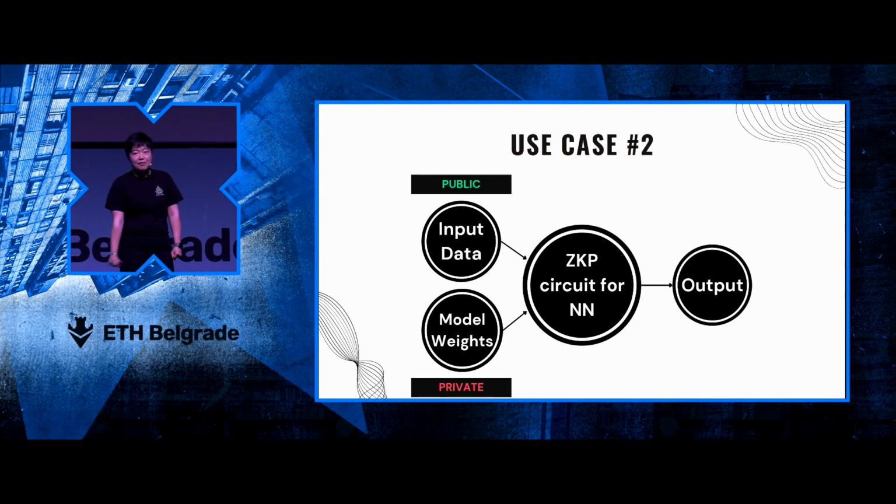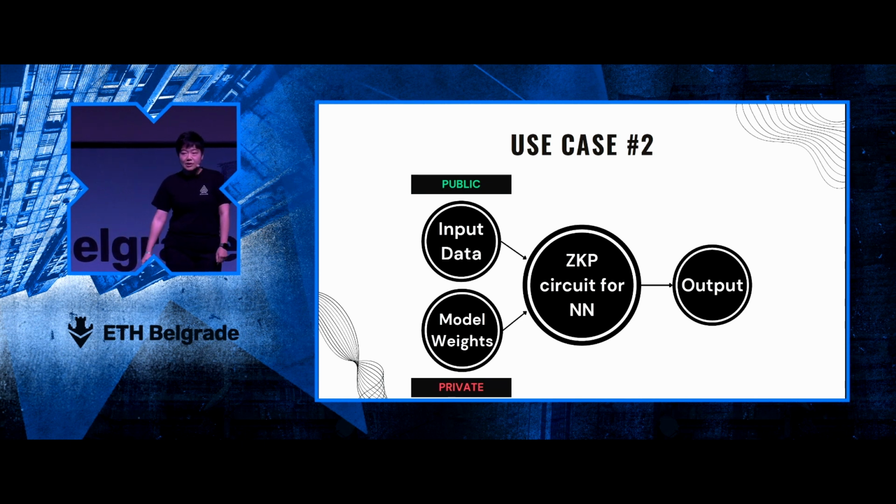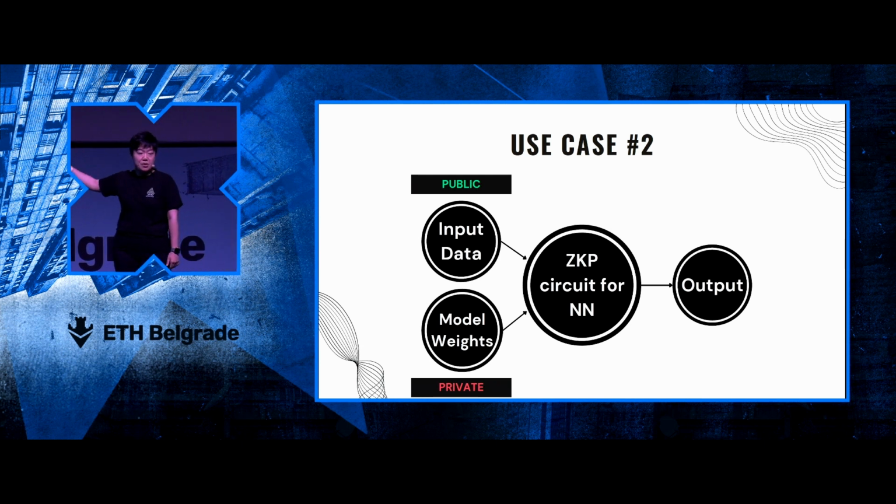The second type of use case is the flip side of the first type. Right, so we have the option to keep our input signals private or public. So now let's switch. What if we have private model weights, but public input data? The use case of this, you can think of it as more commercial.